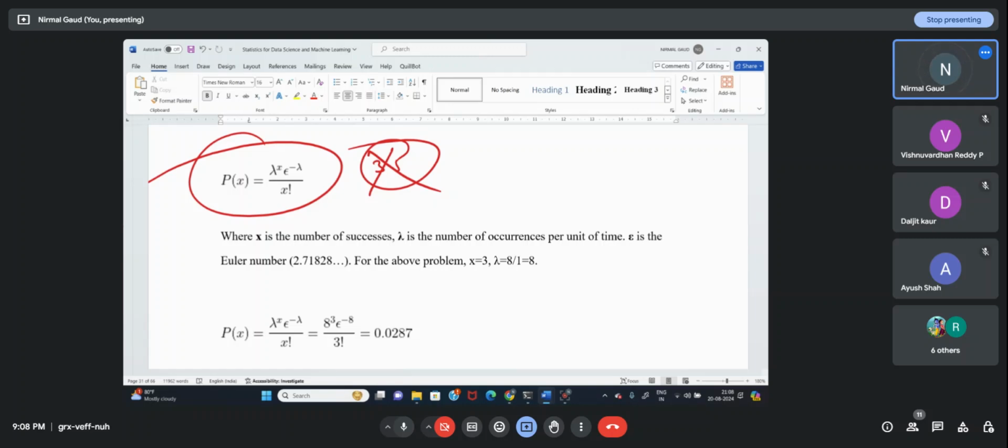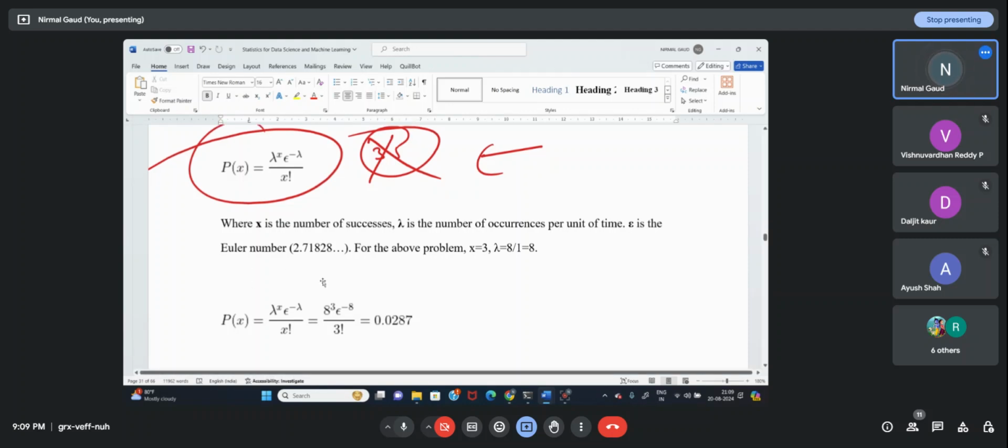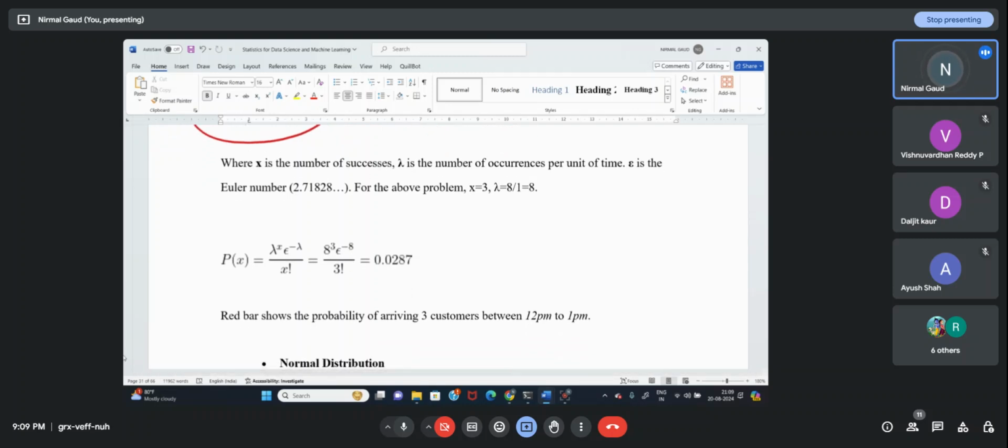Okay. So the number of customers is in discrete values only. Fine. Probabilities are between 0 and 1. Okay, so that can be a fraction.